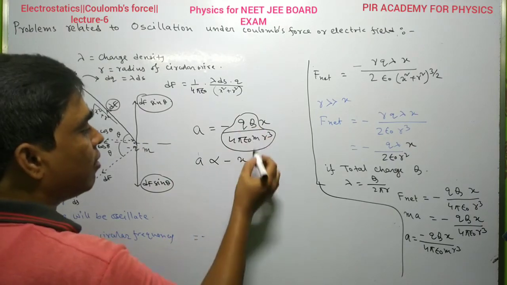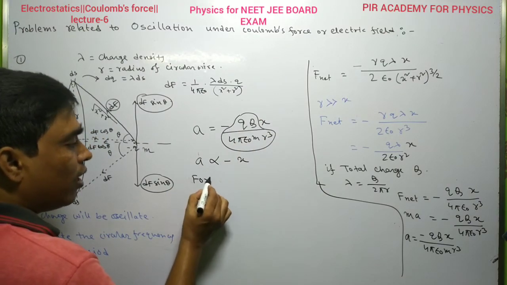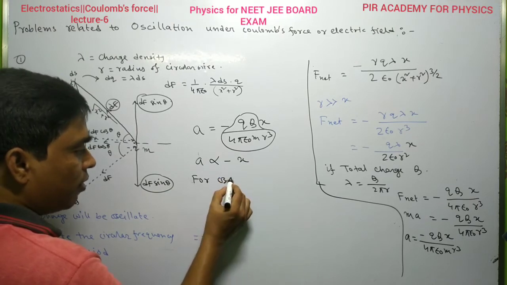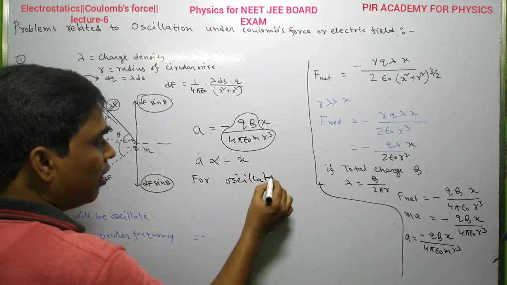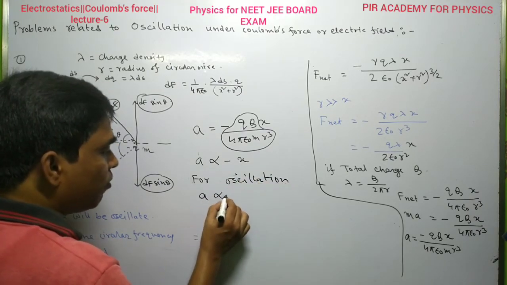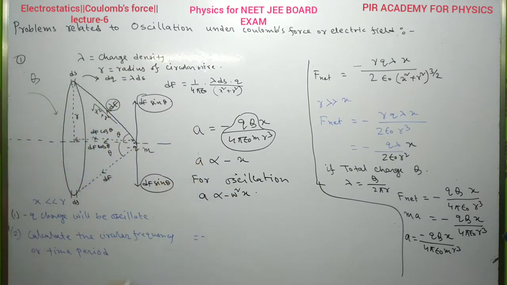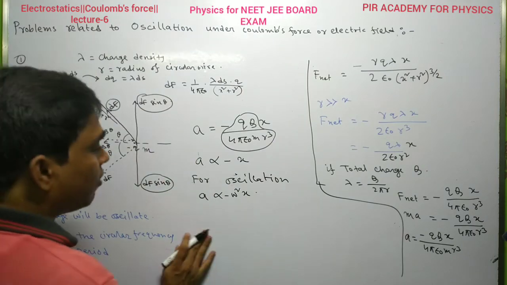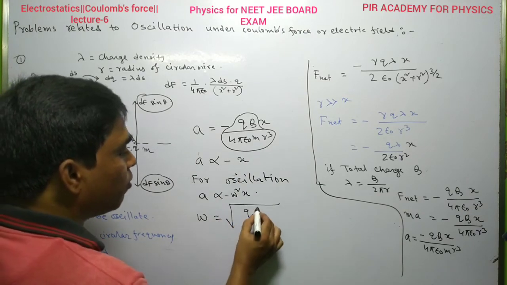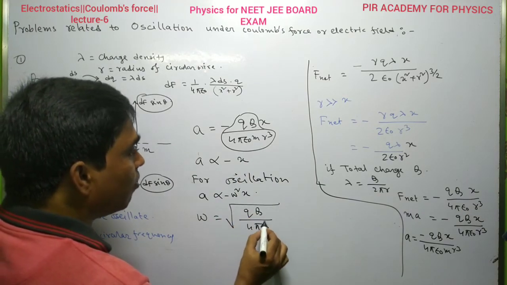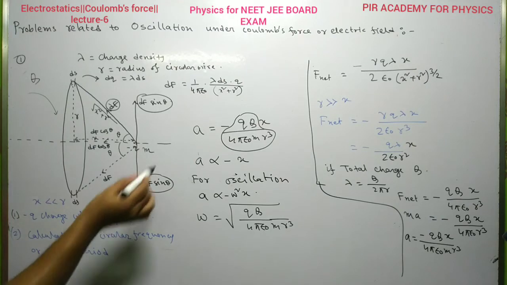Here this is minus x. For simple harmonic motion, for oscillation, the acceleration must be proportional to minus omega square x. This condition is fulfilled. So the circular frequency omega will be root over q by 4 pi epsilon naught into m into r cube. This is the circular frequency of this oscillation.